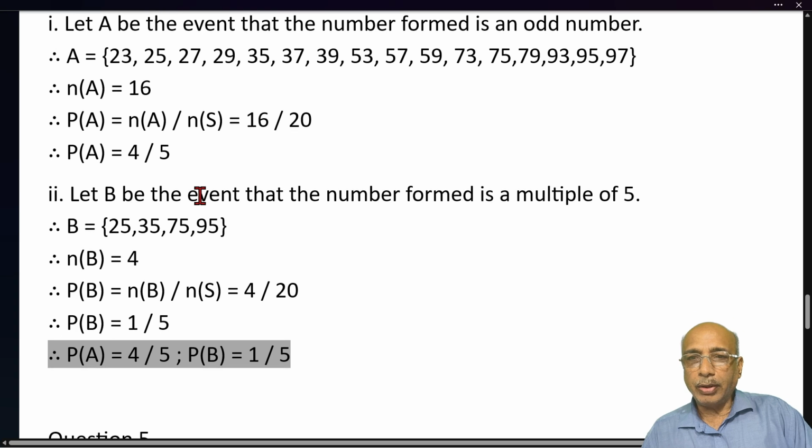Let A be the event that the number formed is an odd number. From that list, you can make the odd number list: 23, 25, 27, 29, 35, 37, 39, 53, 57, 59, 73, 75, 79, 93, 95, 97. n of A is coming to 16. So P of A equals n of A divided by n of S equals 16 by 20. Simplify it, it will be 4 by 5. The probability will be 4 by 5.